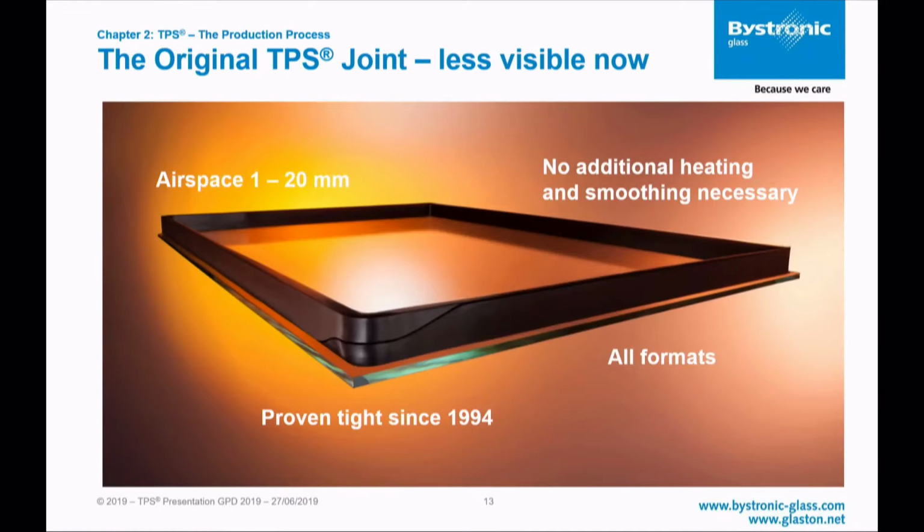So available is this material. You can use it up to 20 millimeter spacer width. It's usable for all formats, and a very important thing when you look at the production process is this part here. We call it the joint of the TPS material. For sure, in the production process you have to make sure that it's in the edge, so that it's invisible in the window.